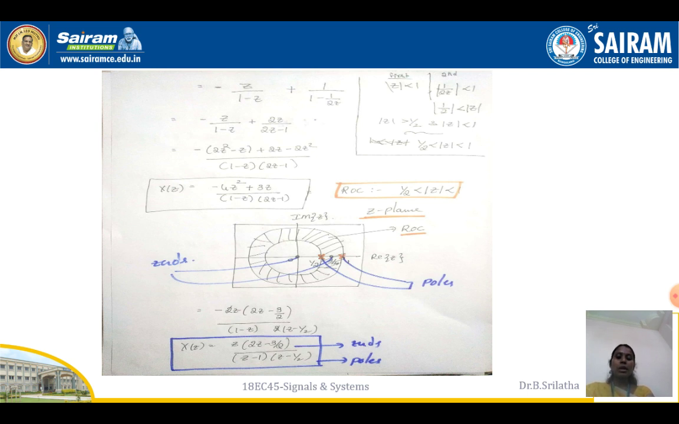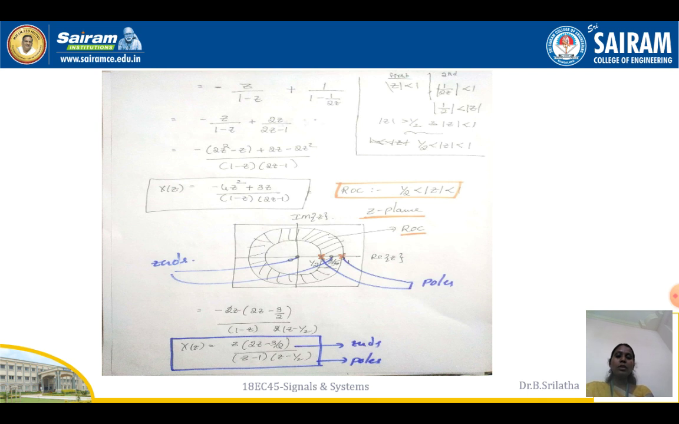So the zeros are 2. One is at the origin, indicated in blue, and the other one is at 3 by 4. Correct? 3 by 4. Next are the poles. How many poles are there? 2 poles. One is at 1, the orange circle, and the other one is at 0.5, which is 1 by 2. So these two are the poles and these two are the zeros.